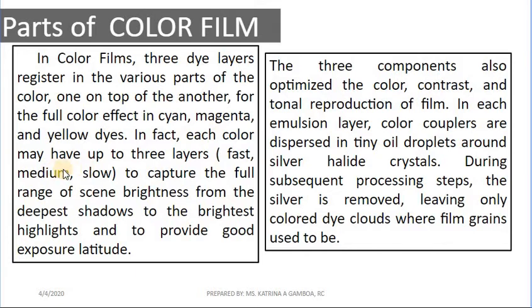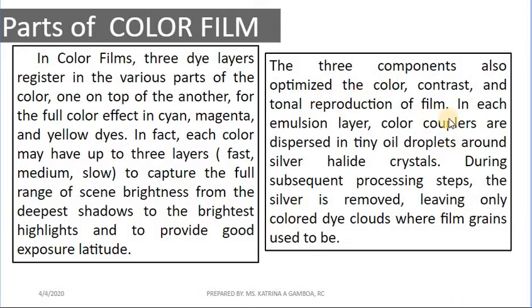So, in fact, each color may have up to 3 layers: fast, medium, and slow. So, to capture the full range of scene brightness from the deepest shadow to the brightest highlights and to provide good exposure latitude. The 3 components also optimize the color contrast and the tonal reproduction of film.